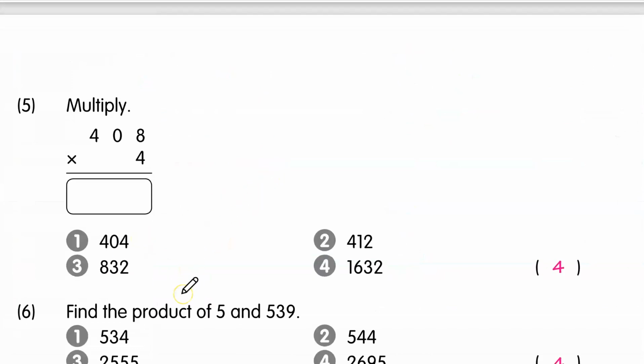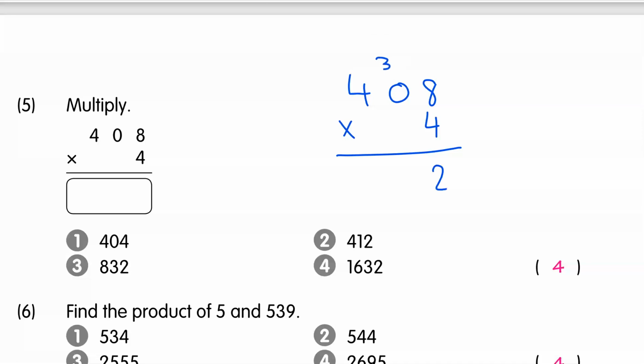Right, multiply this, should not be a problem. So let's do it together. 408 times 4. It means you must know the 4 times table. Everything about the 4 times table. So 8 times 4 is 32. Put the 2 here, 3 on top. Next step is to use 0 times 4 first. Right, 0 times 4 is 0.